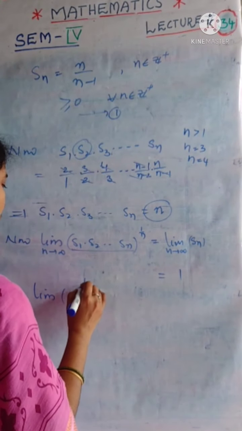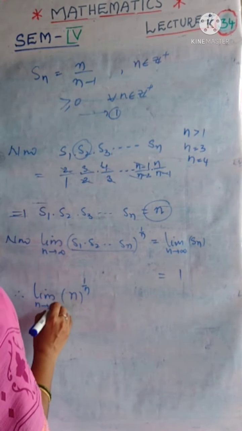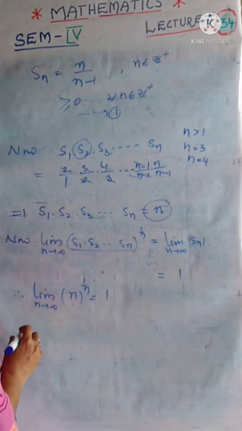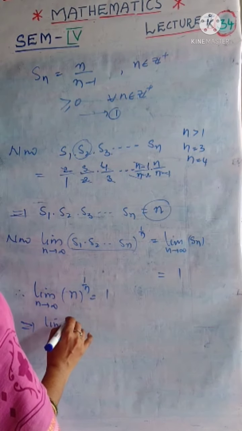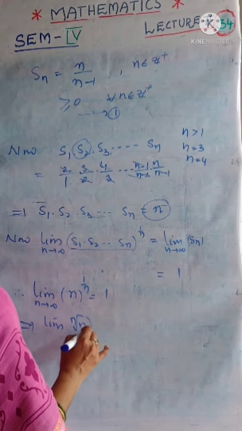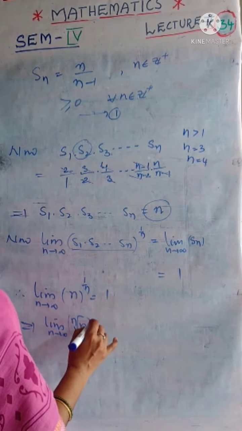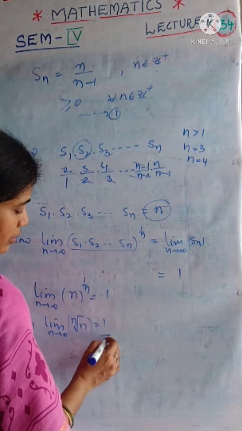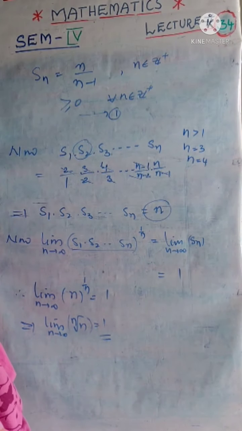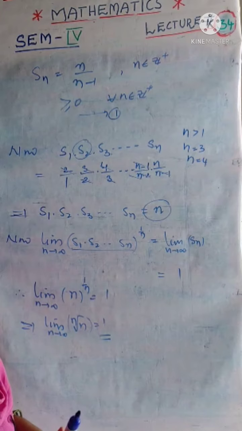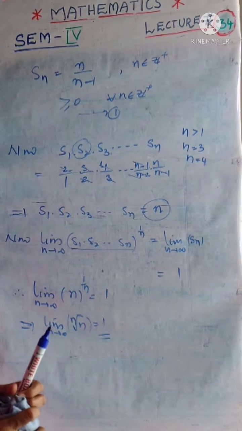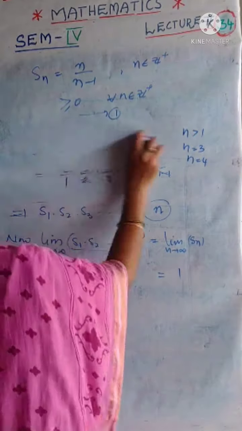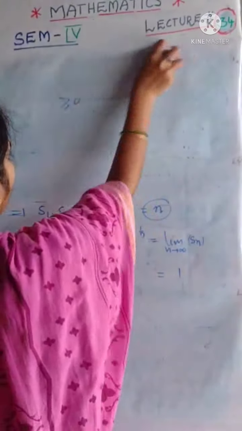n to the power of 1 by n, when n tends to infinity, is 1. What is n to the power of n by 1 by n? It is nothing but the nth root of n, and its limit when n tends to infinity is 1. This is the limit value. Okay. Again, using the same result, let us consider another problem, very important.